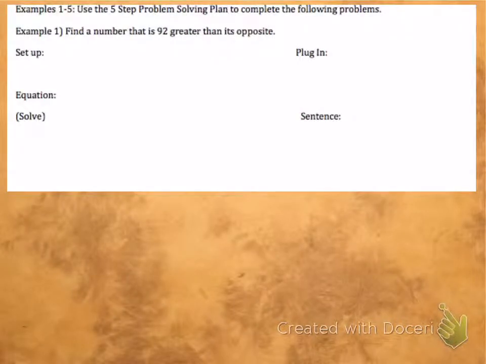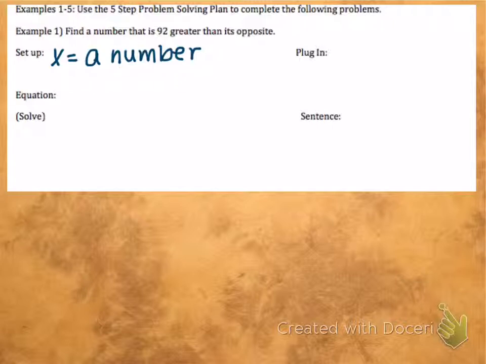All right, so looking at our example 1, we want to find a number that is 92 greater than its opposite. So we want to think about our setup, and we just want to use a variable to stand for the number we're looking for. So I'm going to say x is equal to a number. And then the other consideration in the problem is the number's opposite, which we would write algebraically as the opposite of x.